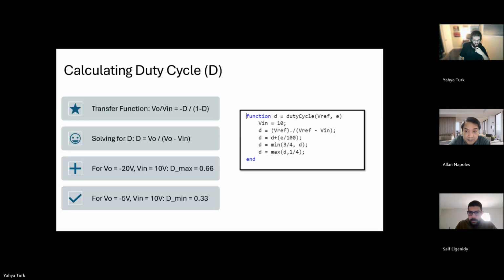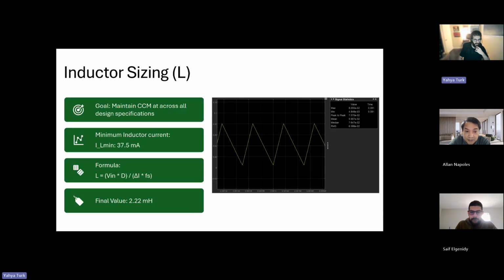So I'll discuss the inductor sizing first, and then we will discuss the control method, right? Yes, go ahead.